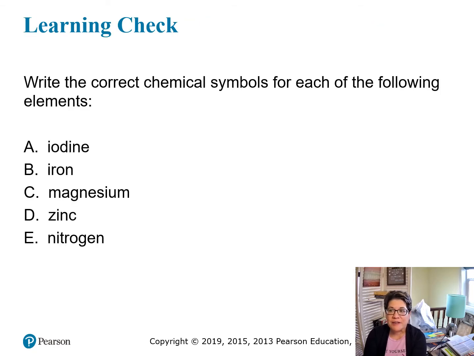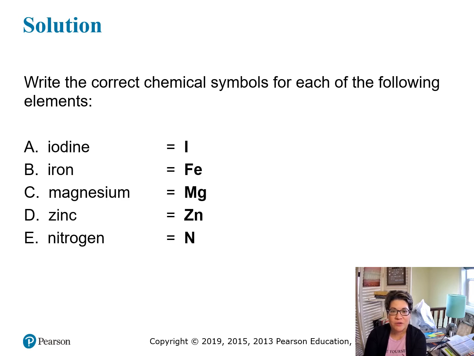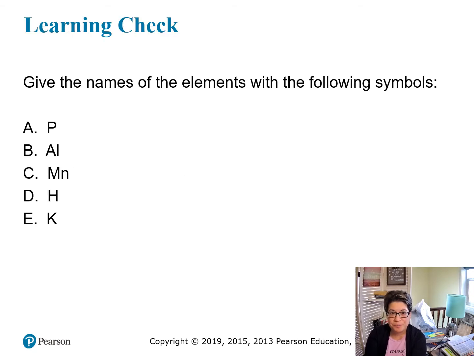All right, let's see if you can get this learning check correct. Pause the video and then I'll show you the answers. All right, there they are. So those are some names you should know. Probably about the first 20 or 30 are the ones that you're going to know well. You don't need to memorize them because you'll always have a periodic table with you. But just from use, those are the ones that you'll get to know better.